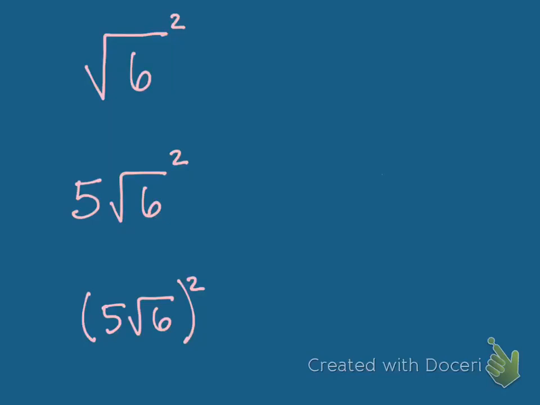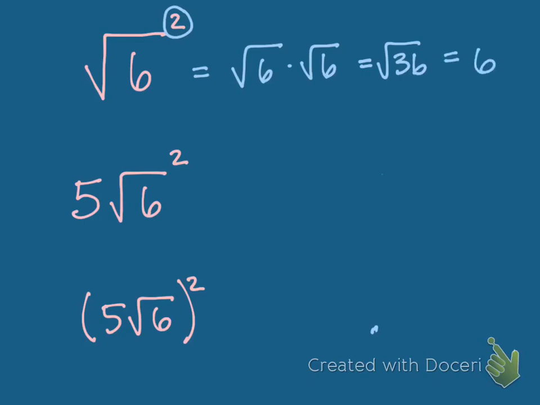What happens when you square square roots? Just a quick reminder in case you did not learn this last year. If you square a square root, like the square root of 6, what you're really doing is the square root of 6 times the square root of 6, which would technically be the square root of 36, which brings you back to regular 6. So essentially, when you square a square root, you free what's underneath.